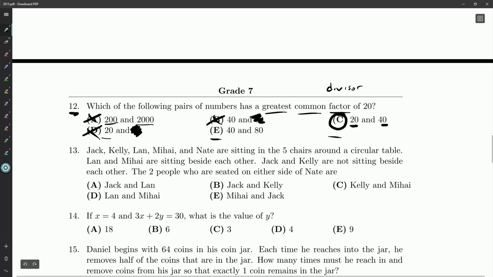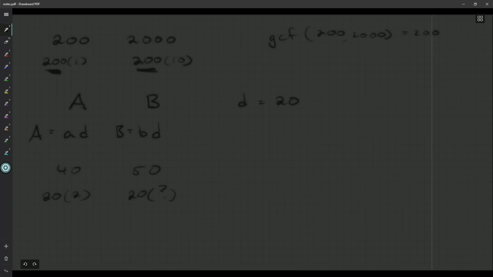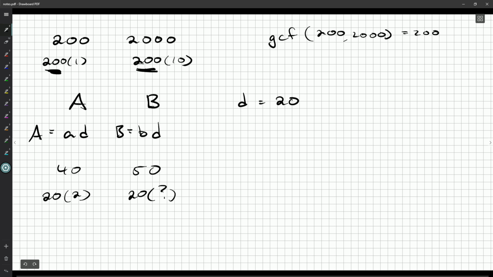Now, I've already said C is going to be the answer. But let's pretend we didn't know that. What would we do? So 50 is not a multiple of 20, so B is out. So A is out, B is out, D is out. We're left with 20 and 40, and then 40 and 80.